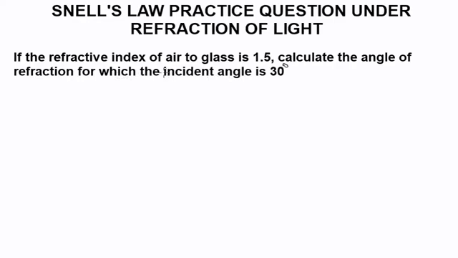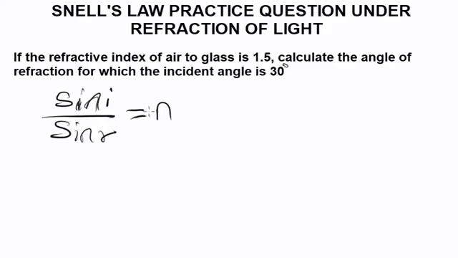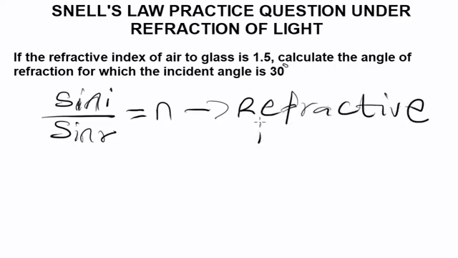Now, Snell's law is basically the second law of refraction, which states that the ratio of the sine of the angle of incidence to the sine of the angle of refraction is constant for a given pair of media. Mathematically, sine i over sine r equals n, where n is the refractive index.